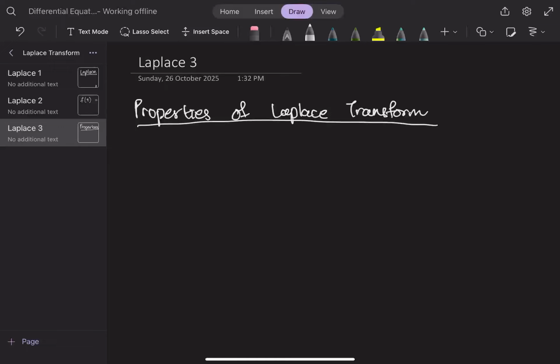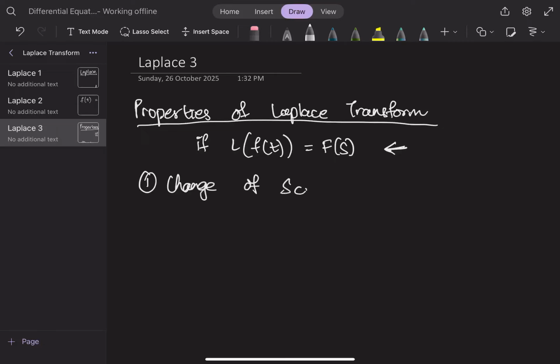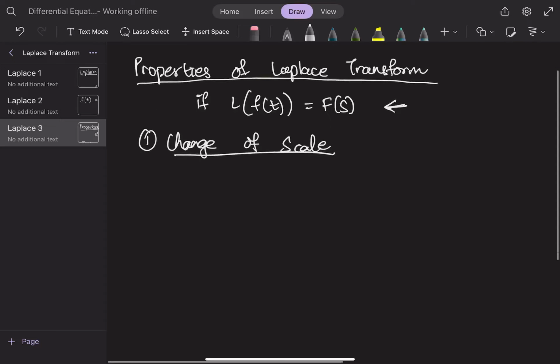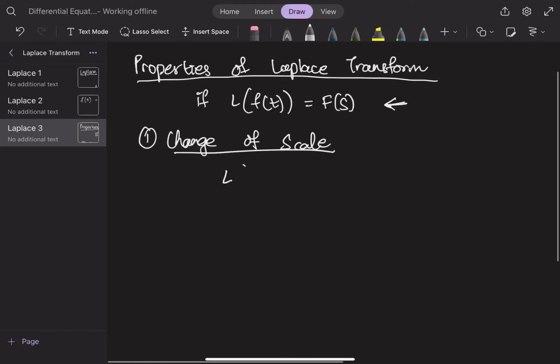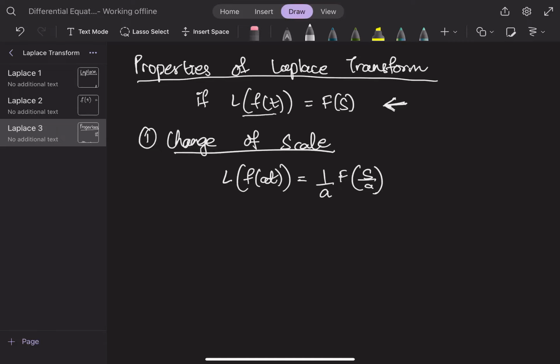Guys, let's continue. So today we'll start properties of Laplace transform. We'll be using this: if Laplace of f(t) is equal to F(s). So this is the general setup that we will be using. Our first property is change of scale. According to this property, Laplace of f(at) is 1 by a times F(s by a). So if Laplace of f(t) is F(s), then Laplace of f(at) is this.